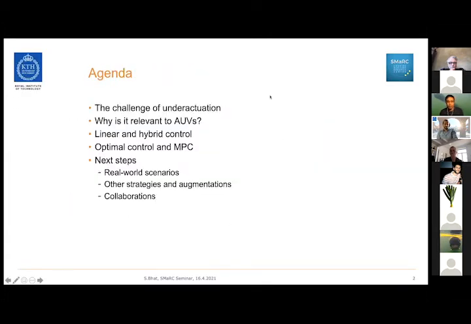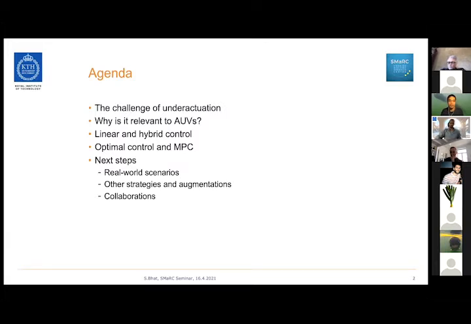So first, I'll talk about this challenge called underactuation. I'll talk a bit more on the technical side of it and also on why it's relevant to underwater robots. And then I'll talk about some ways to address this challenge, starting with linear and hybrid control, and then also with optimal control and model predictive control. And putting all of this together, I'll talk about moving forward, how we're applying this to real world scenarios, what other strategies and augmentations we can use to address this challenge, and also other collaborations and spin-offs while solving this challenge.